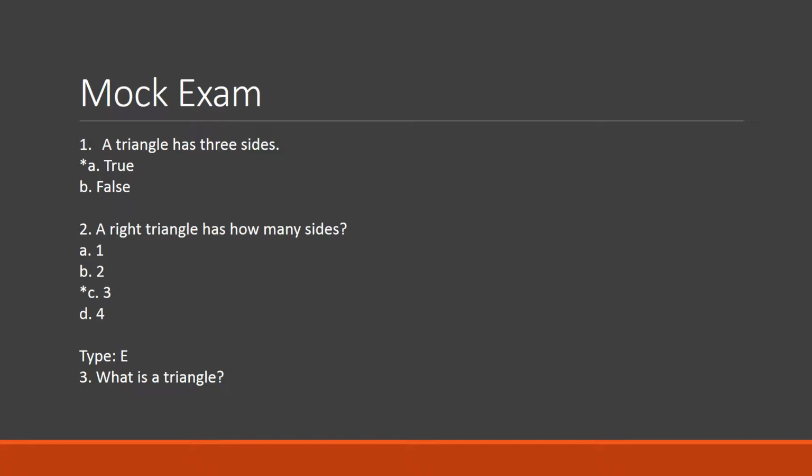So this is what a mock exam will look like. We have 3 questions. Notice the numbering, 1, 2, and 3, each of them followed by a period and space, and then the question text. We put an asterisk before the correct option, and in this example, our type E, our essay question, we do not include the optional answer.